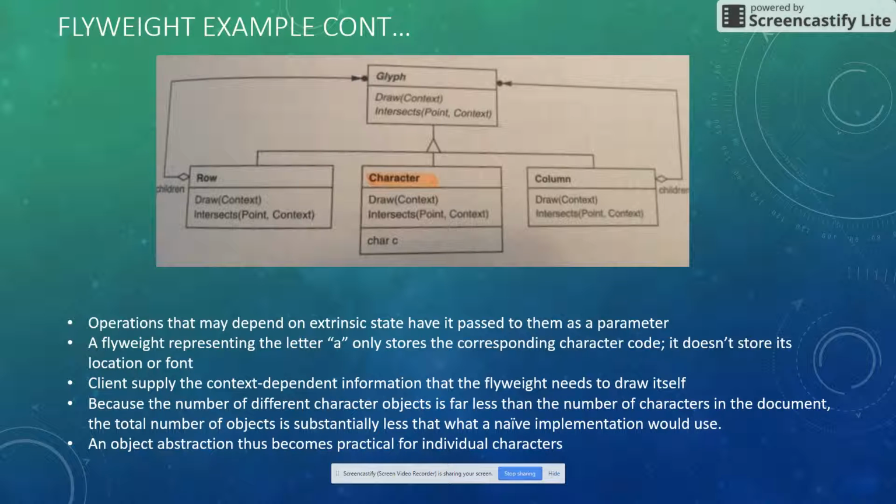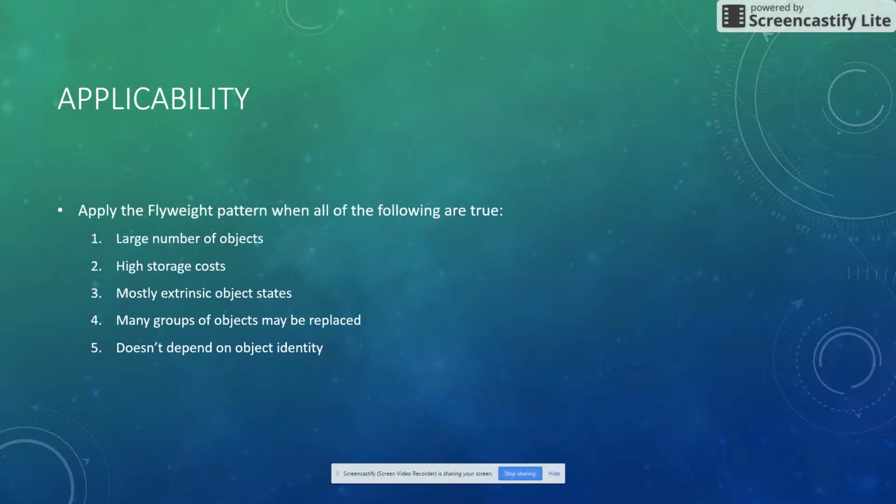Because the number of different character objects is far less than the number of characters in the document, the total number of objects is substantially less than what a naive implementation would use. So an object abstraction thus becomes practical for individual characters.